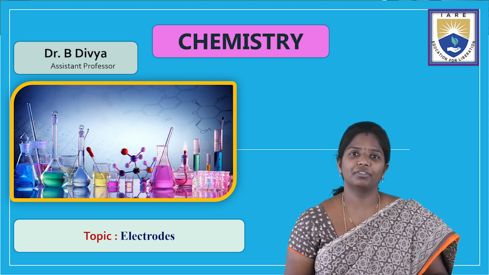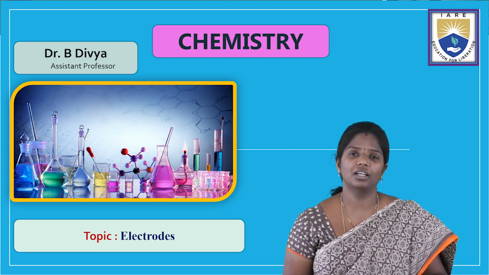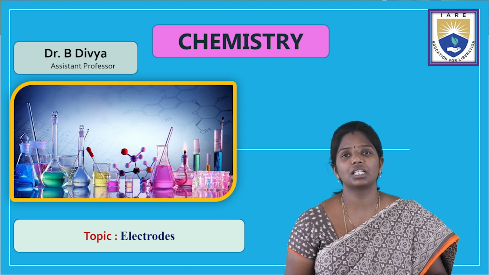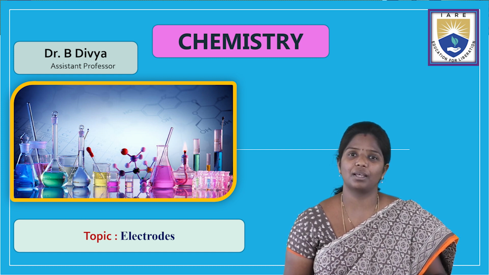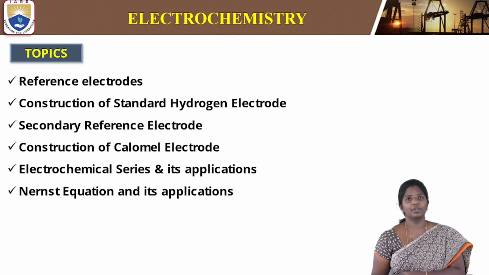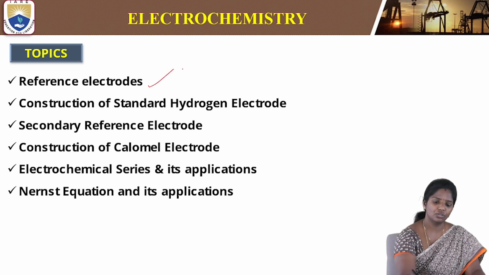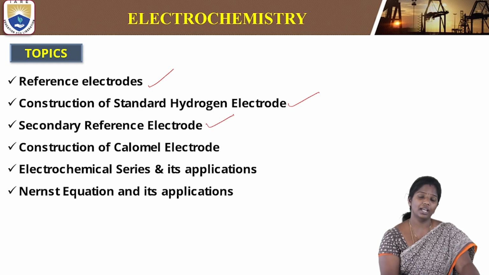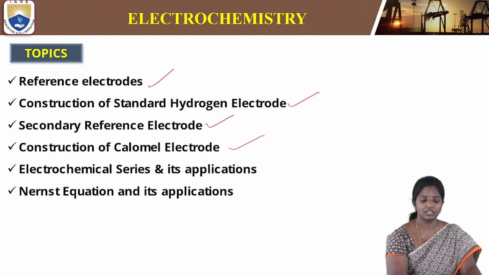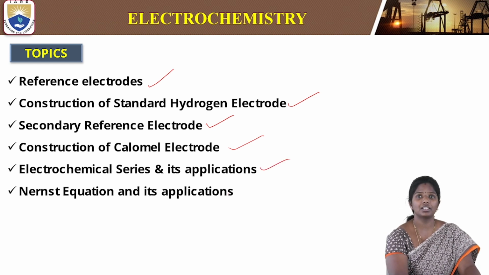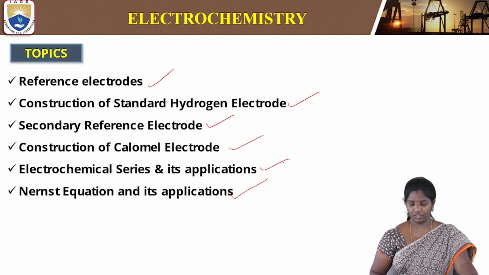So today we will discuss electrochemistry, which will help us understand reference electrodes and their uses, then the electrochemical series and its applications, and the Nernst equation and its applications. So here are the topics: reference electrodes, then the standard hydrogen electrode, then what is a secondary reference electrode and its construction, like the calomel electrode, then what is the electrochemical series and its applications, and the Nernst equation and its applications.